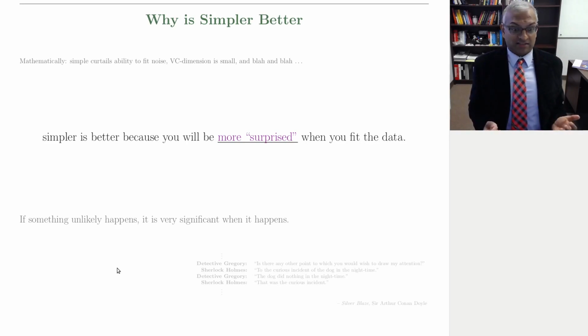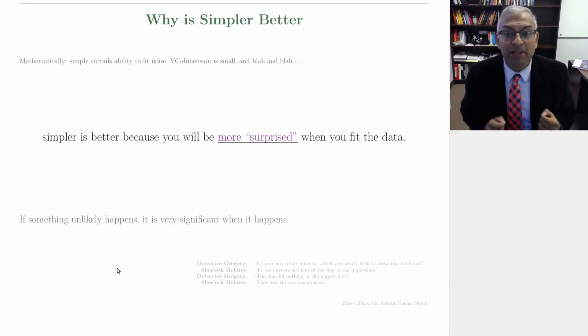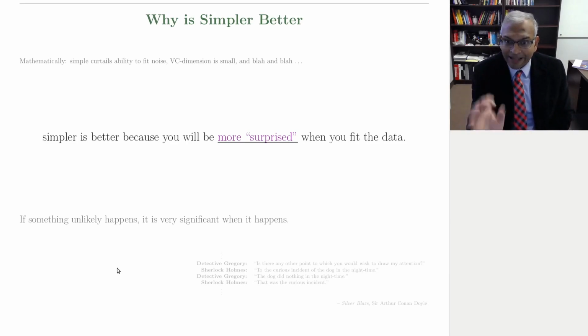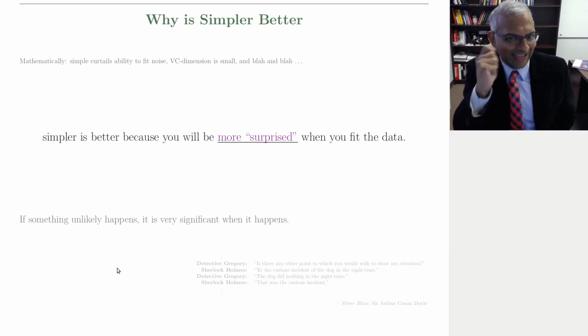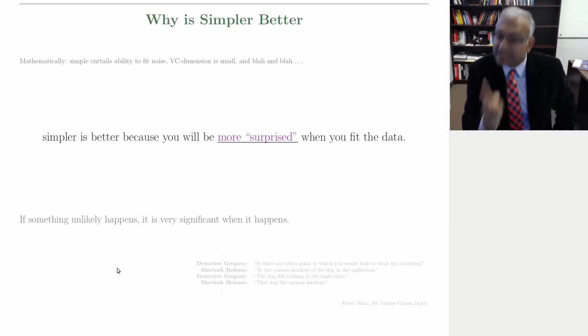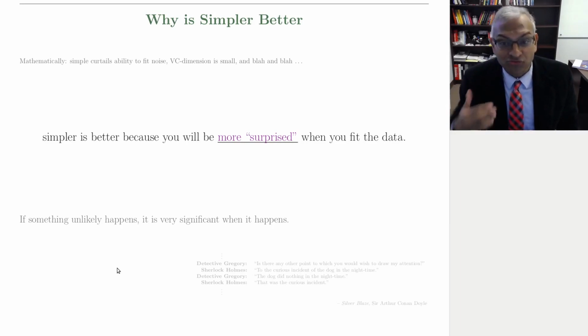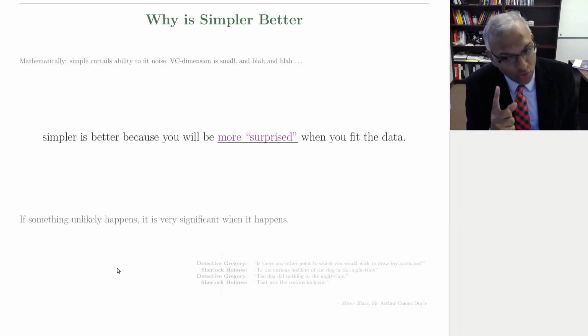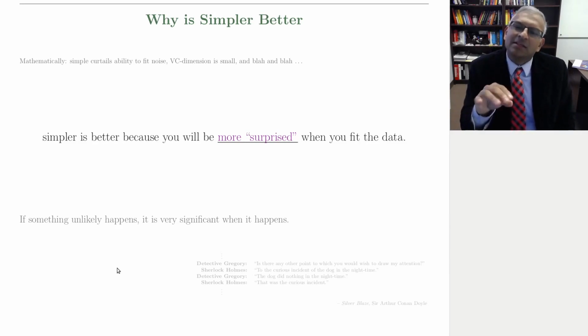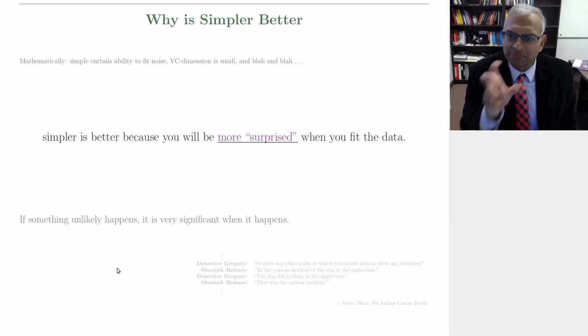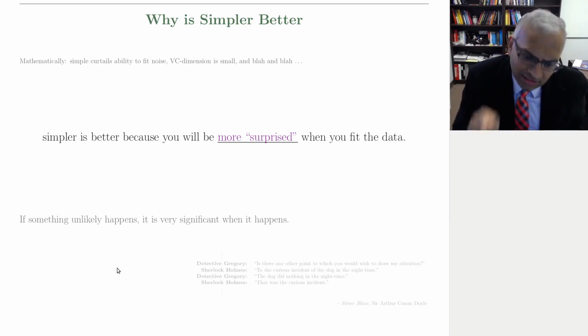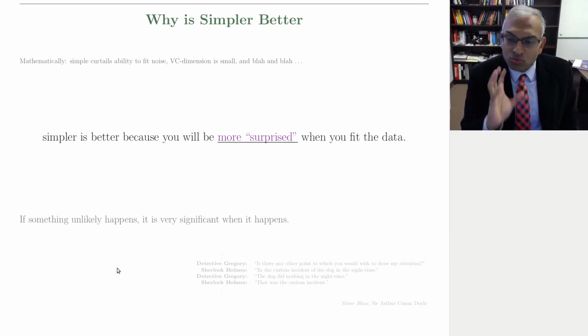But what a surprise if your simple hypothesis set can fit the data. Something very unlikely has happened. You are truly surprised. It's very significant now if, expecting to fail, you succeed. Something interesting is going on. And so that's, in a parable, why simpler is better: because when you fit the data, you are more surprised. And let me show you that, in a very simple setting, that will make the point very striking.